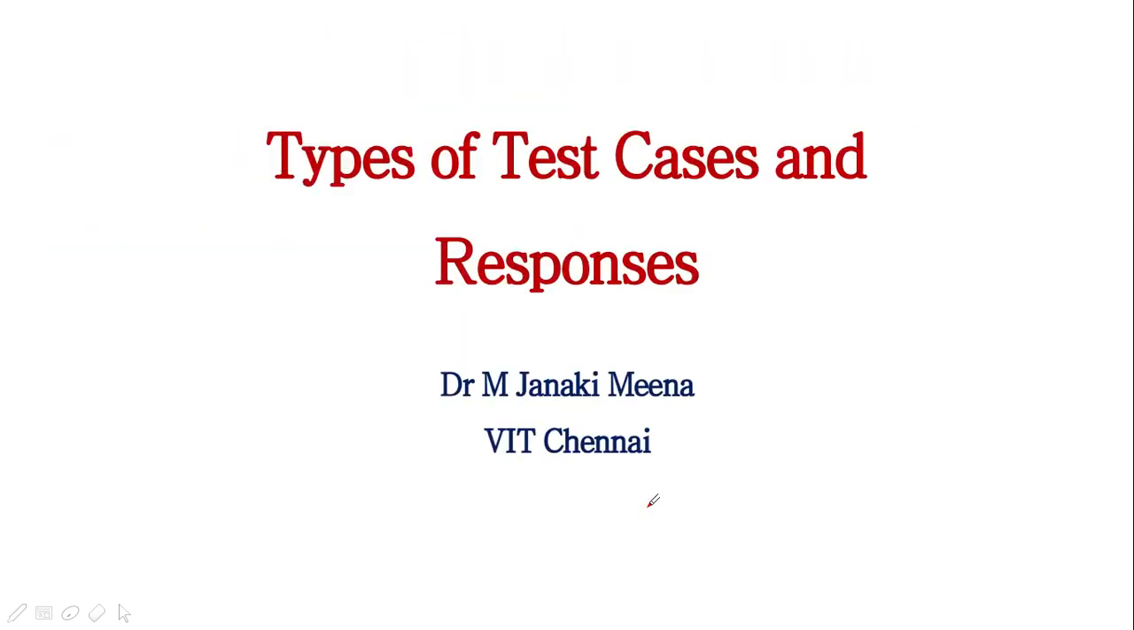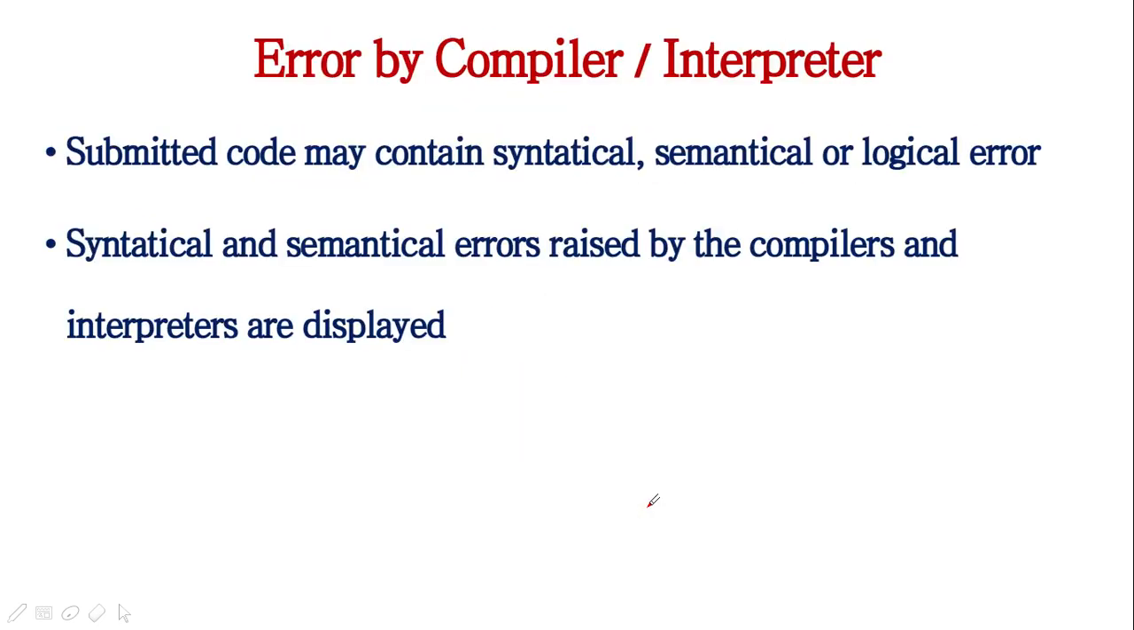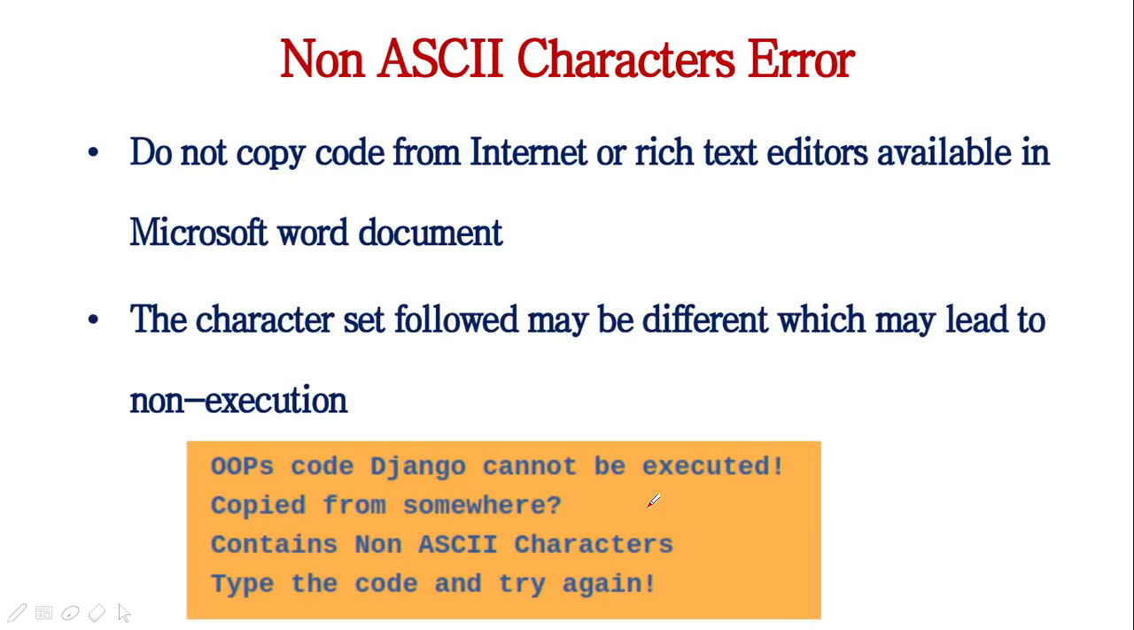I will quickly say again. First one is when you make a syntactical or a semantic error when you are writing code, then the compiler or interpreter will identify it and the response will be displayed below the code editor. And the second thing is, suppose by any chance you are copying something from a rich text editor like a Word document or from an internet site, then you may get this response, non-ASCII character error.